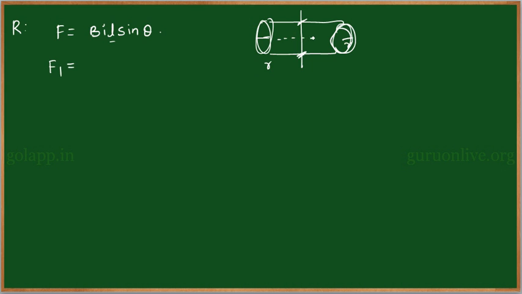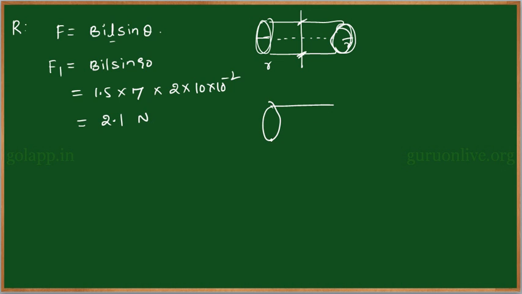Here the angle made by the current carrying conductor with the magnetic field is 90. So BIL sine 90. B we know is 1.5 Tesla, into current 7 amperes, into L, which is 2r, that means 2 into 10 into 10 to the power of minus 2. We will get 2.1 Newton. And come to the other case, like the northeast and northwest case. Since the current carrying conductor is in the direction of the magnetic field, no force will act on that conductor. So the force 2, according to the given problem, is 0.